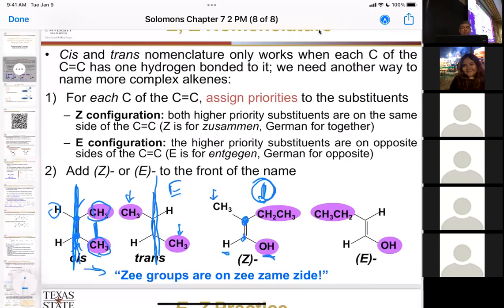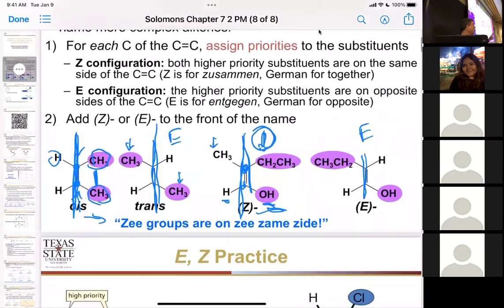Then we go to this side here and we assign the priority. Oxygen is better than hydrogen. We look at our line right here. They're on the same side, so it's Z. And again, over here, they're on opposite sides, and therefore that's our E. Do we understand that? It's just a slight change from what we have. And like all of our chiral names, that goes at the beginning of the word. So if we're naming this, the E and the Z are going to go right up front, where the R and the S would be.